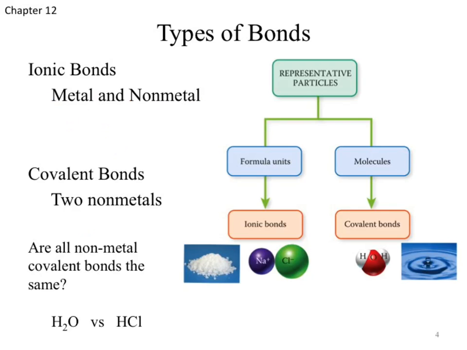And then, are all nonmetal covalent bonds the same? Actually, even before we get into that, are there more than just these two bonds, ionic and covalent? Yeah, what's one category that might stand out as a possible option? Metal and metal. You're looking at a metallic bond. Okay, it's the one that we're not going to address this semester.